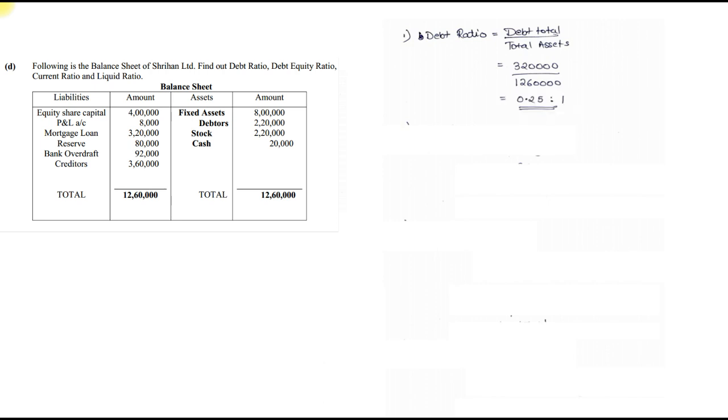So everything will be is to 1. We have to just do it that way. So that's the first ratio, debt ratio, that is total debt upon total asset.